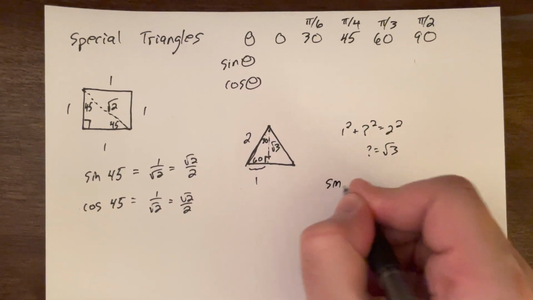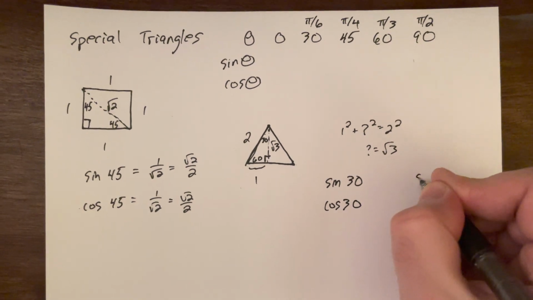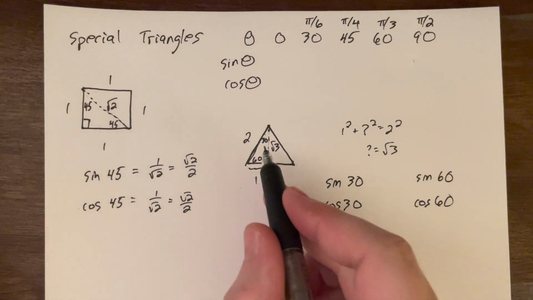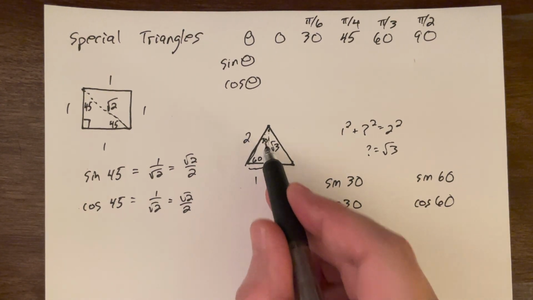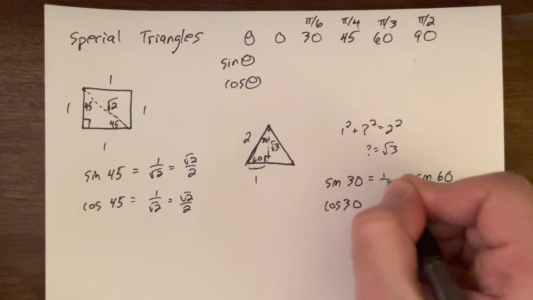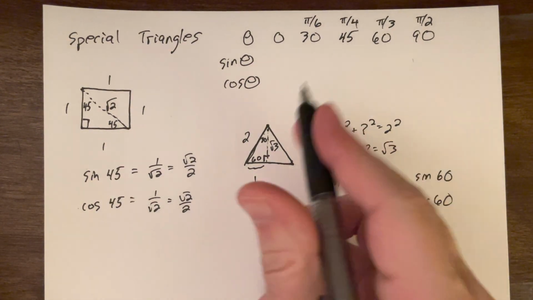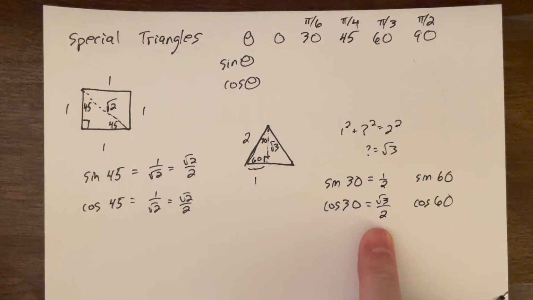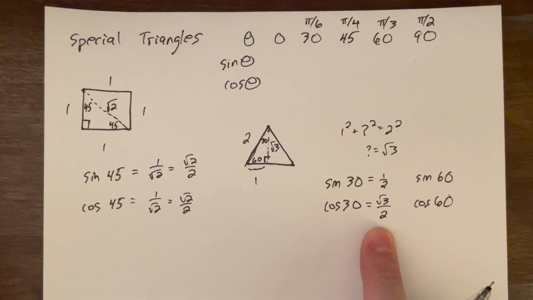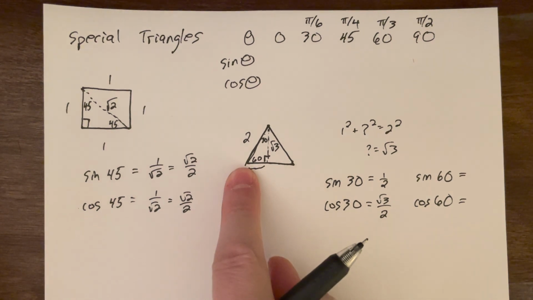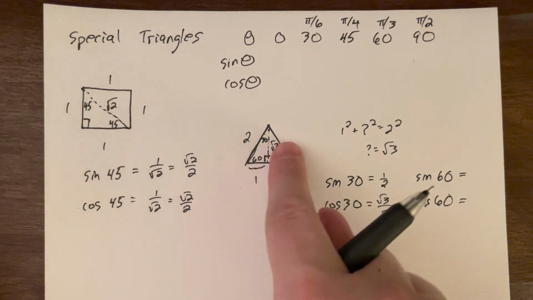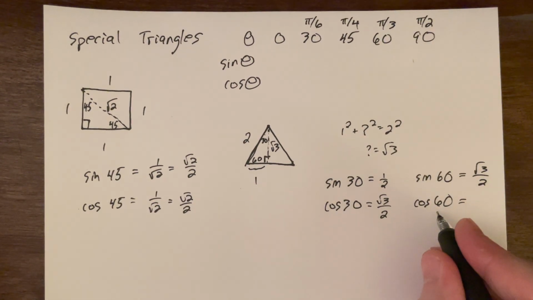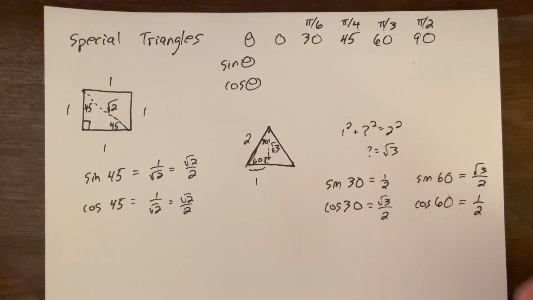And now, let's start with 30, and then we'll do 60. This triangle will take care of both of those special angles. From 30 degrees perspective, sine, opposite, over hypotenuse. Sine of 30 is 1/2. Cosine, adjacent, over hypotenuse. And that will give us the square root of 3 over 2. And now 60, from 60's perspective, sine, opposite, over hypotenuse. Gives you the square root of 3 over 2. And then for cosine, adjacent over hypotenuse, 1/2.